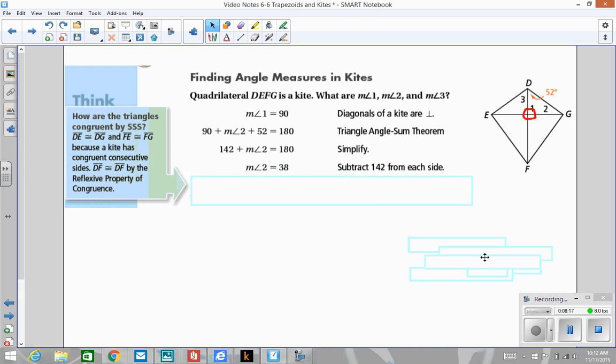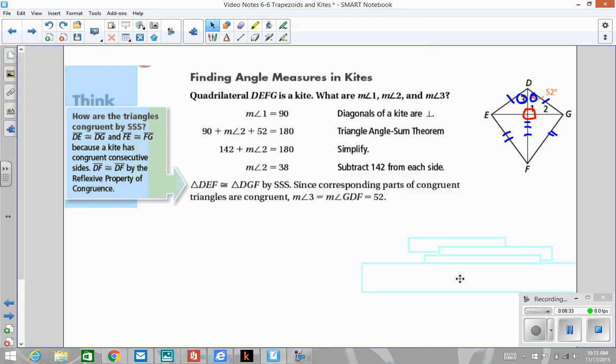Okay? And we know that since we have a kite here and this side is congruent and this side is congruent, and we know this is the reflexive property, we know that this angle here and this angle here have to be the same, which makes angle 3 also equal to 52 degrees. Okay?